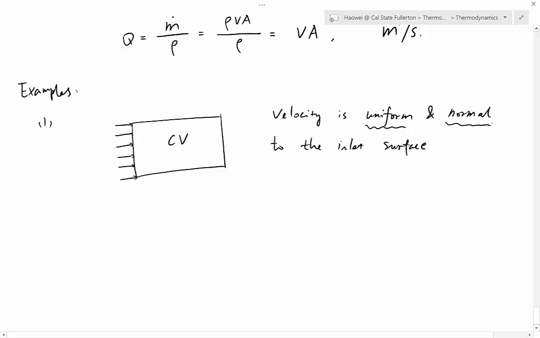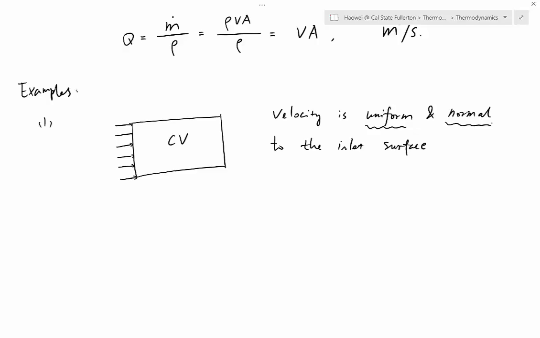What does uniform mean? Uniform means if you choose any point on the inlet surface, the velocity has the same magnitude. So that's why when I drew the lines at the inlet, I drew them with the same length, indicating the magnitude is the same everywhere. So that's why we call it uniform. And second one, normal. This one is pretty straightforward to understand. That is perpendicular to the surface.